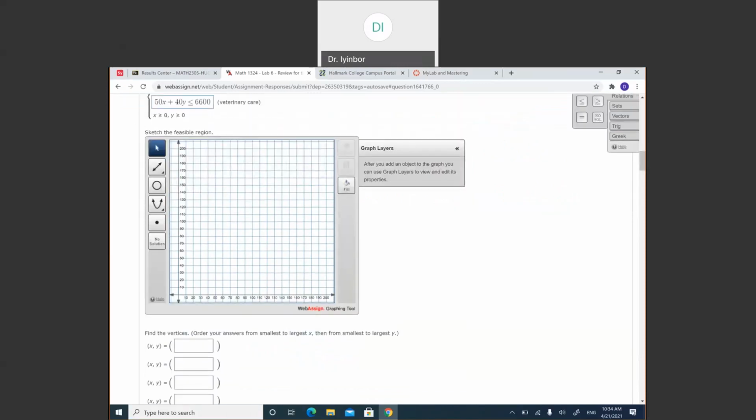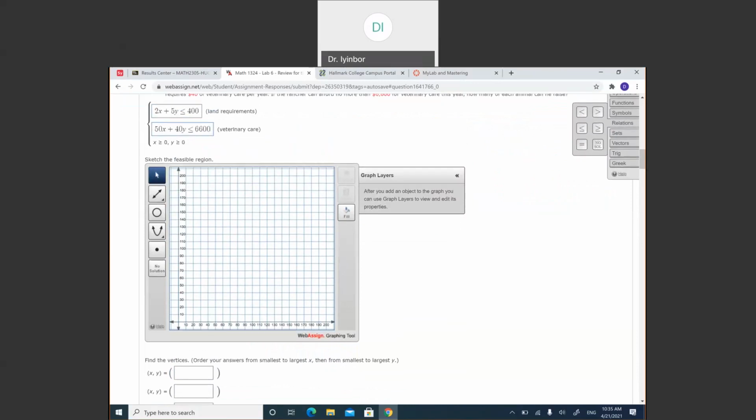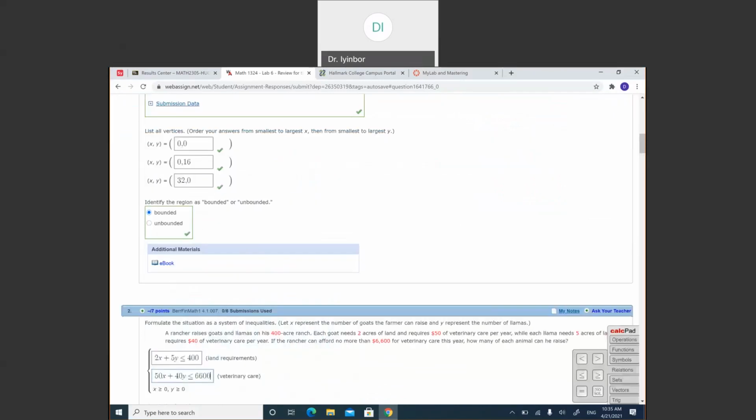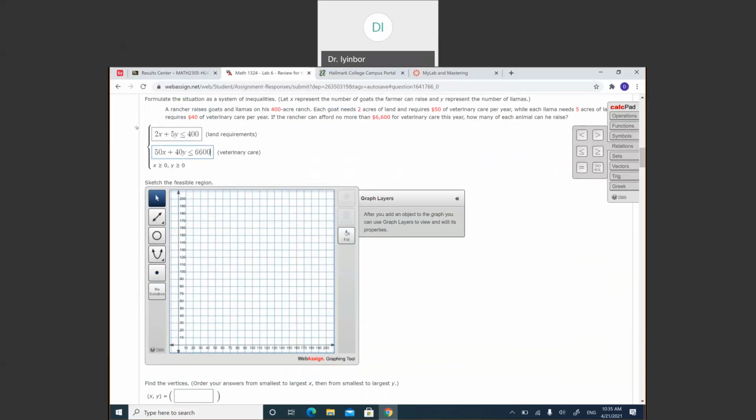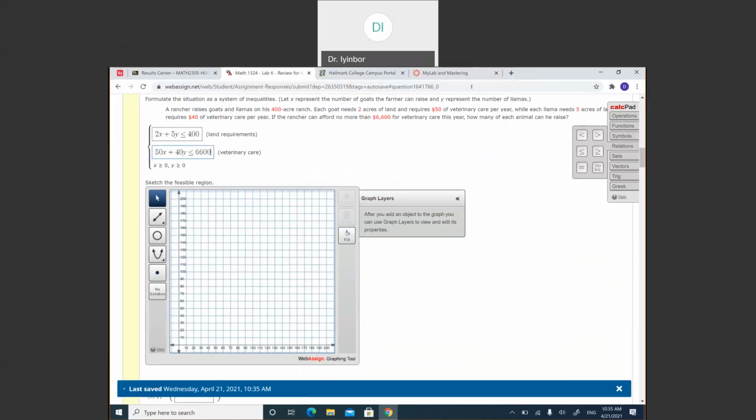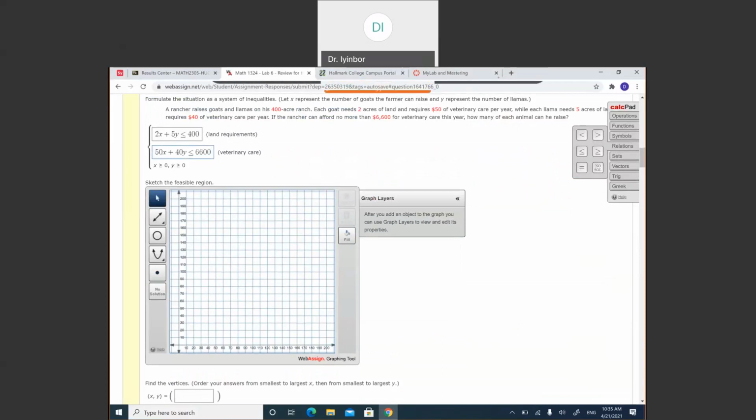And how do you graph them? The same way you graphed the previous one, like number one, the same way. You're going to graph the first one, then graph the second one, and then graph the x-axis and the y-axis, and then you're going to shade it. So let me do that real quick.